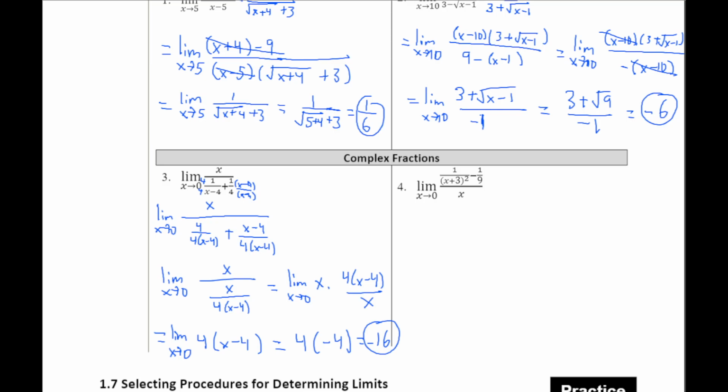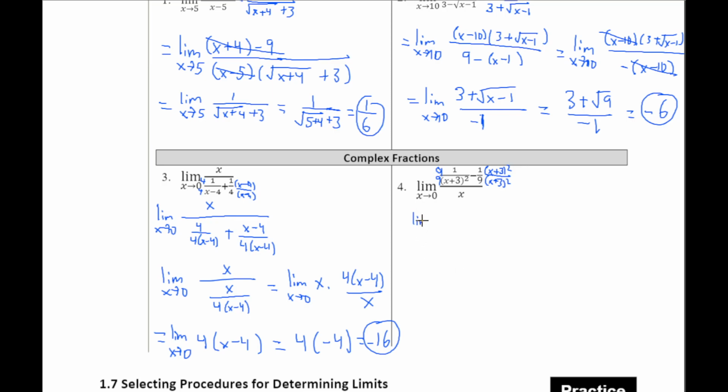So we're going to do this last example here. So similar thing with this problem here. We just want to kind of rewrite this top numerator here. So with this left fraction here, you multiply the top and bottom by the denominator of the other fraction. So you multiply the top and bottom by 9. And then for this fraction here, you multiply the top and bottom by x plus 3 squared on top, and multiply the bottom by x plus 3 squared on the bottom there.